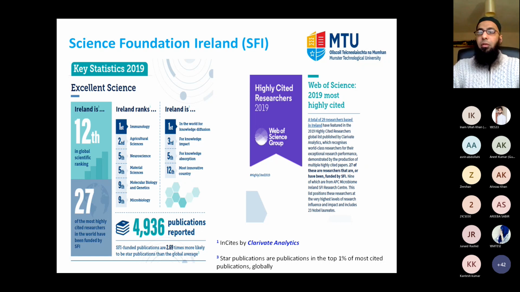So the question is, where did they collect this data from? Basically, they collected this data from Clarivate. Clarivate is the body which provides that data to governments, organizations, universities, researchers, and scientists. And based upon that data, different actions can be performed.